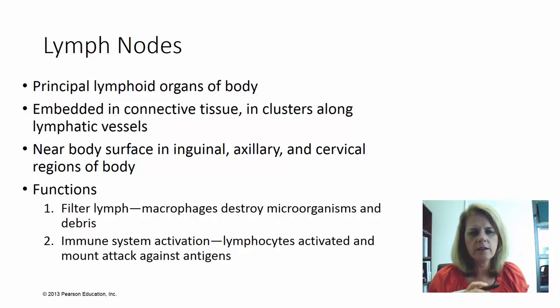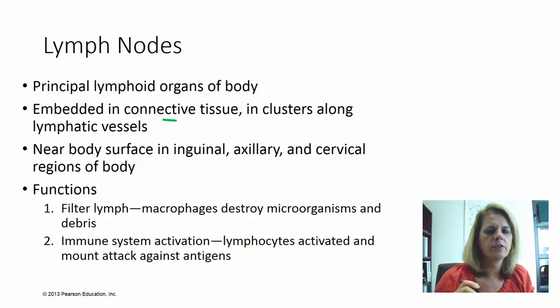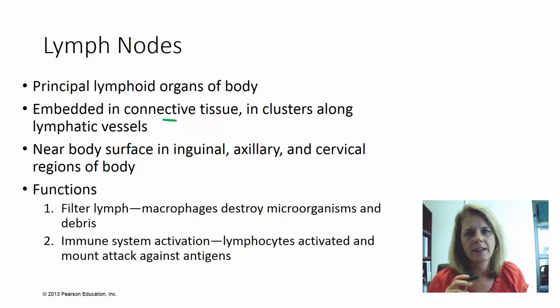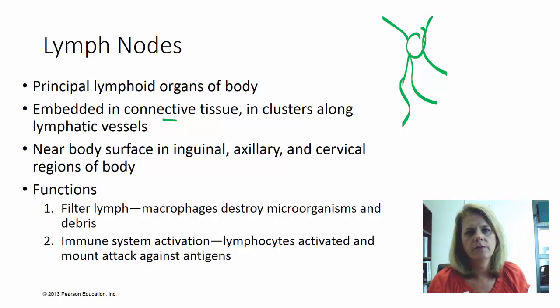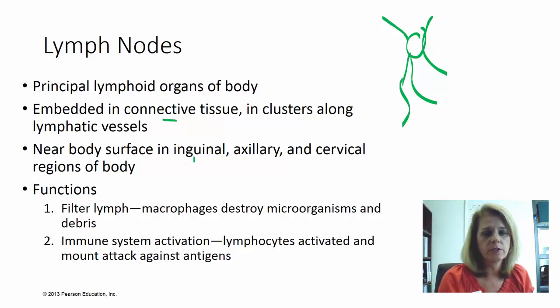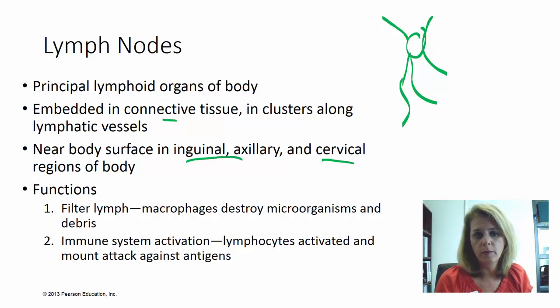And so the lymph nodes are the primary lymphoid organs of the body. Okay, they're embedded in your connective tissue, and they align with the lymphatic vessels. So as those lymphatic vessels are heading back toward the heart, they will coalesce into these lymph nodes. And they're usually found near the body's surface, so a lot of times you can feel them, especially if they're swollen. And we name them based on the region that you find them, like your inguinal region, axillary region, or cervical region of your body. And their job is to filter the lymph. Okay, and there's macrophages inside these lymph nodes that can destroy microorganisms as they pass through.